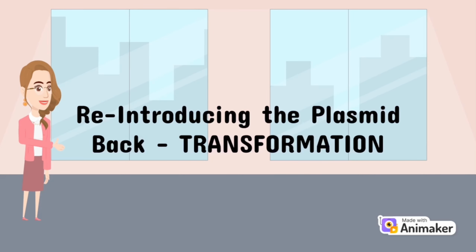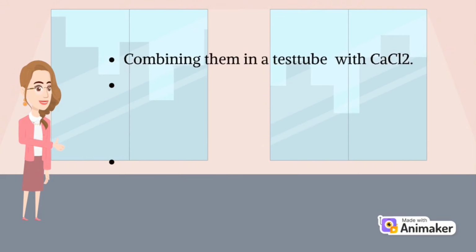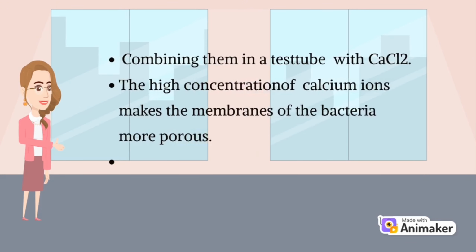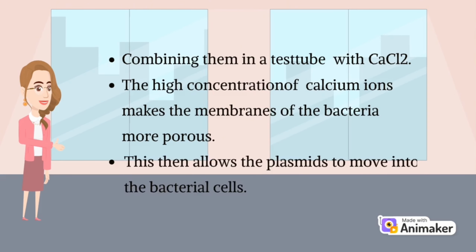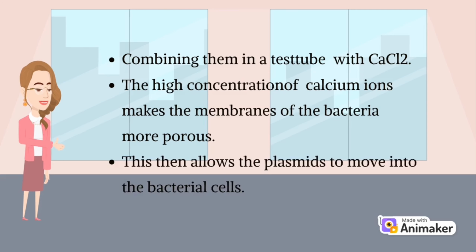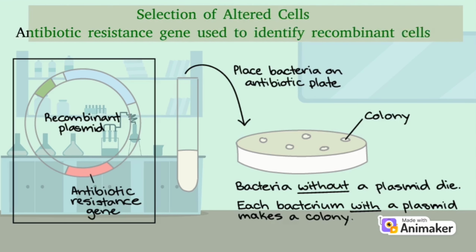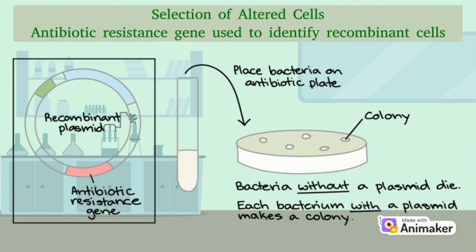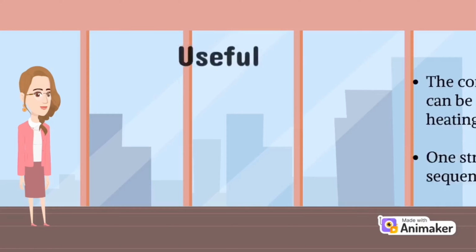After recombinant plasmid is formed, combine them in a test tube with CaCl2. The high concentration of calcium ions makes the membranes of the bacteria more porous. This then allows the plasmids to move into the bacterial cells. In the selection of altered cells, an antibiotic resistance gene is used to identify recombinant bacterial cells. Only recombinant plasmids containing genes and antibiotic resistance genes will grow. The desired genes can then be selected for further use.